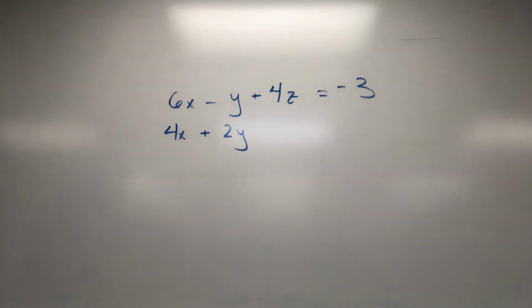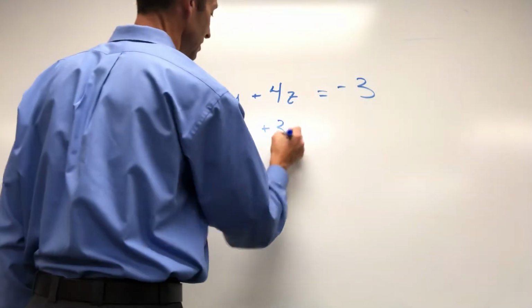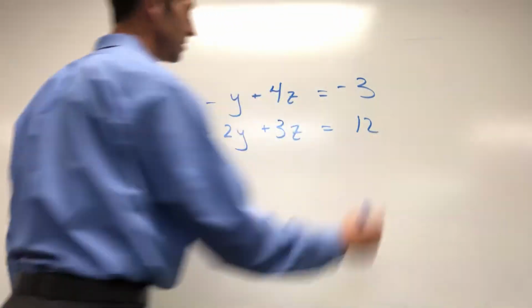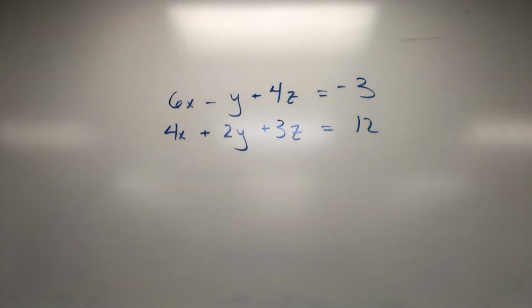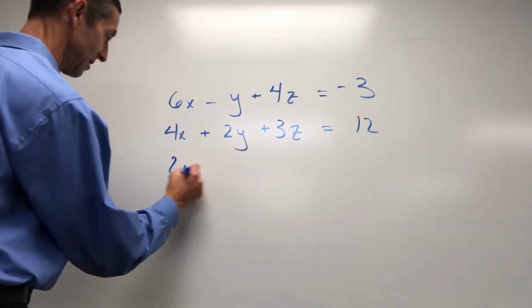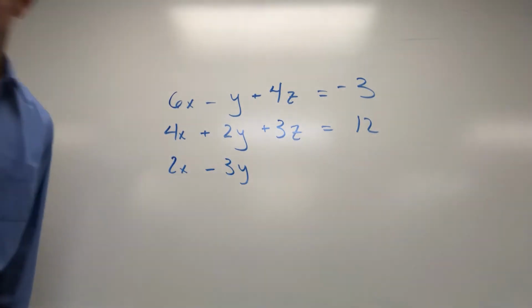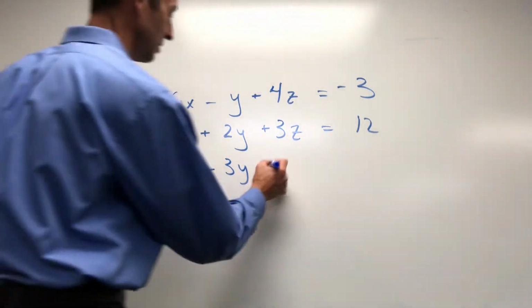All right, 4x plus 2y plus 3z equals 12. And 2x minus 3y plus 5z equals 7.